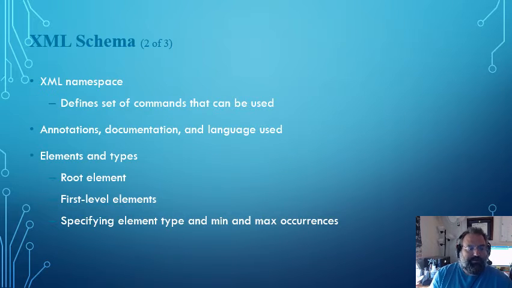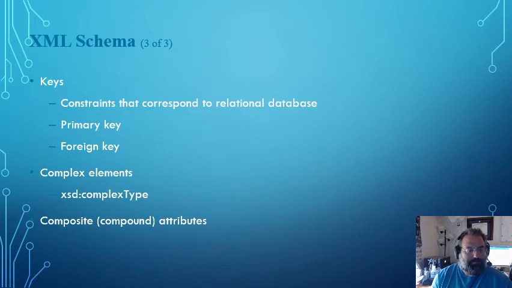The XML namespace defines a set of commands that can be used, kind of like a scope, or similar to a namespace in the coding world. Annotations, documentation, and languages used. Elements and types: there's a root element followed by potentially multiple first level elements, and then specifying element type, min and max occurrences.